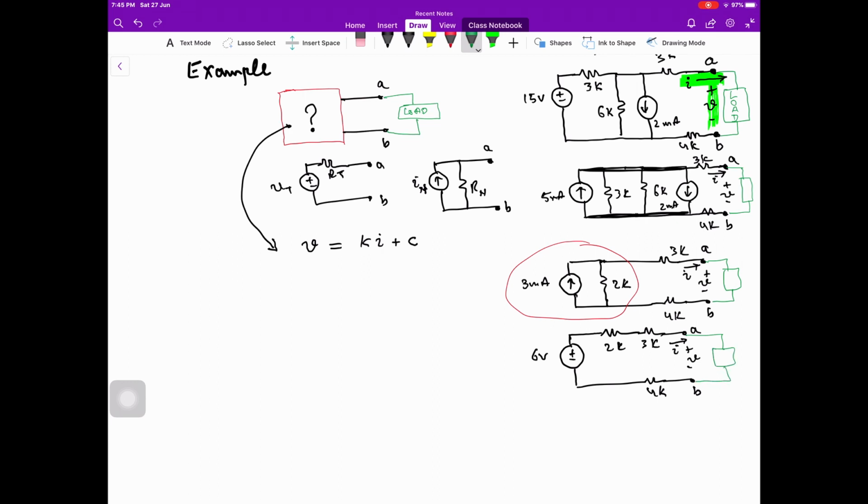If we further simplify it over here, this is 6 volt, 2K plus 3K plus 4K, this is 9K, and this is the pair of terminals A and B with the voltage V and with the current I flowing through the load over here. Now we can express this circuit in the form of an equation.